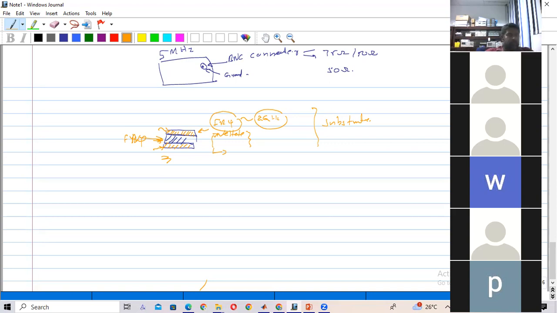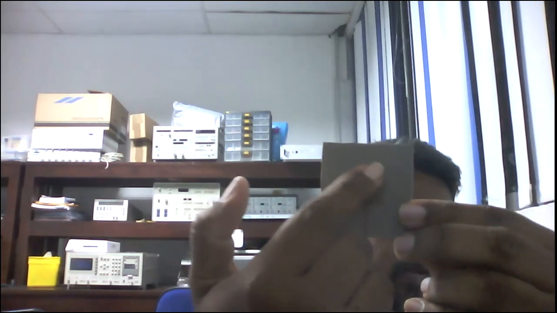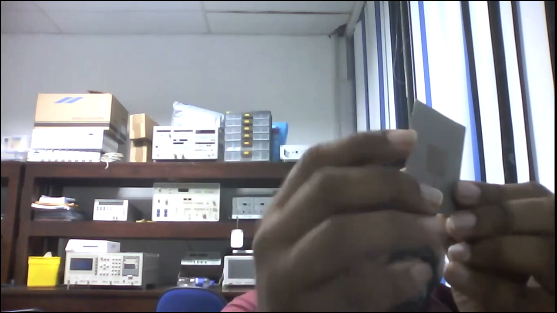So what I want to tell you is that this is the substrate, and we have constructed a microstrip antenna on this substrate. So this is the microstrip antenna, and this is the radiating element. This will radiate the signal, and this is the ground plane.